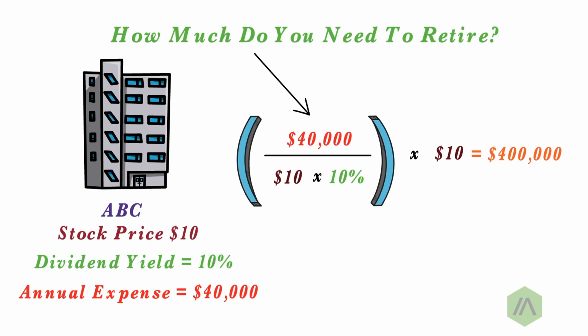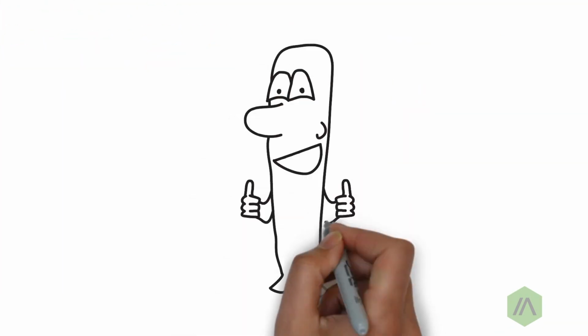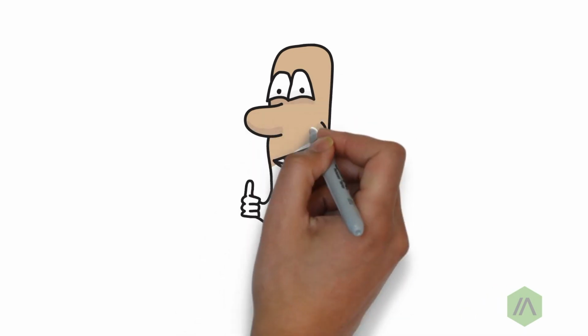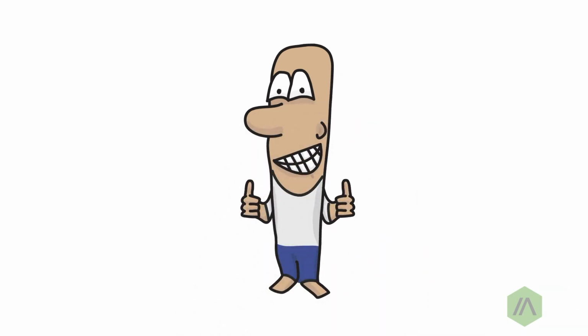Once you know the math and have a number in your mind, it will be easier for you to attain it. So in conclusion, dividend investing is one of the best strategies that you can use to create a continuous stream of passive income without much work. However, you should carefully evaluate stocks based on different metrics that we have discussed here.